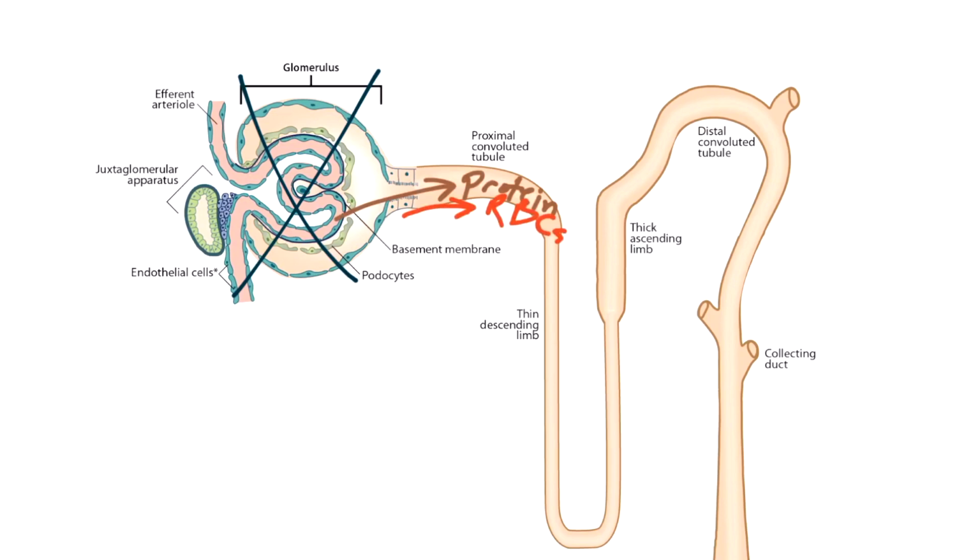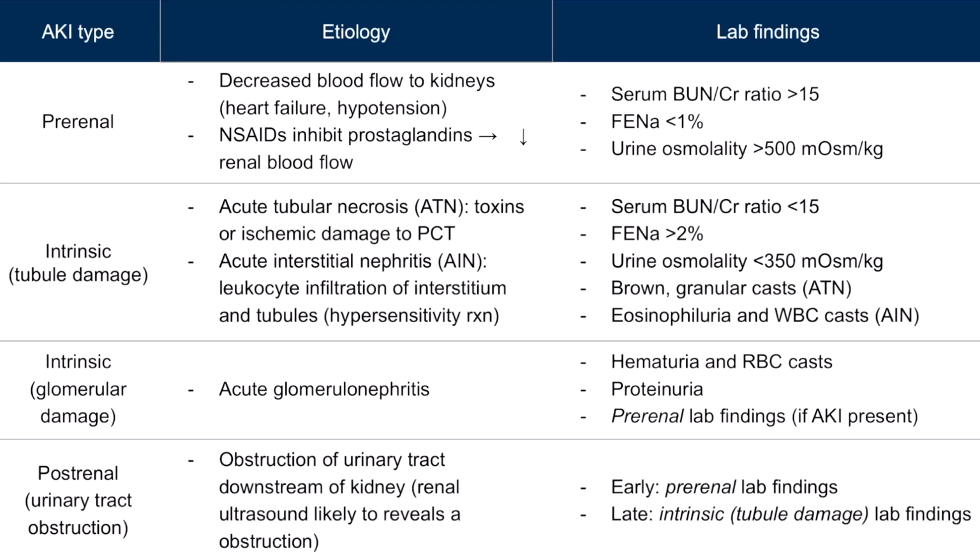So naturally, this results in protein and red blood cells in the urine, so hematuria and proteinuria. So on lab findings for acute glomerulonephritis, you get hematuria and proteinuria. And normally, when cells enter the filtrate, which they're not supposed to do, they'll clump together and form casts. And you can see those on urinalysis. And that's the case with acute glomerulonephritis. You can visualize these RBC casts. Now, what about the BUN to creatinine ratio, or the fractional excretion of sodium, or the urine osmolality?